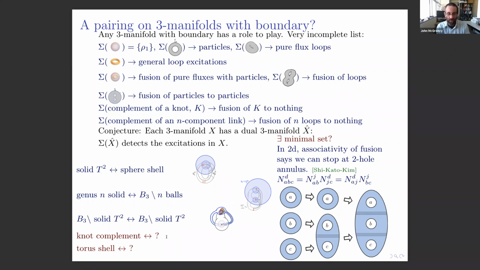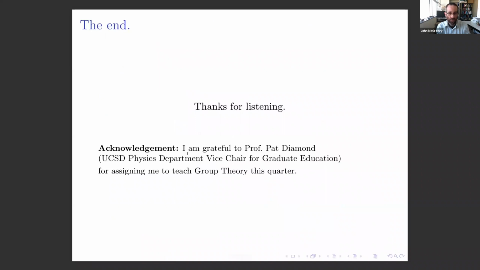Okay, so that's the end, and I guess I have to end by thanking my vice chair for assigning me to teach group theory this quarter. That was extremely helpful for me being able to keep up with Bowen on this project. So yeah, thanks for listening.